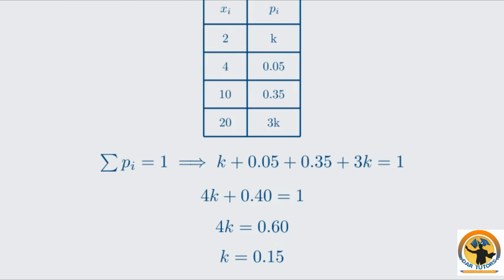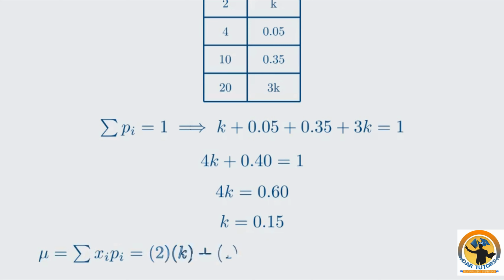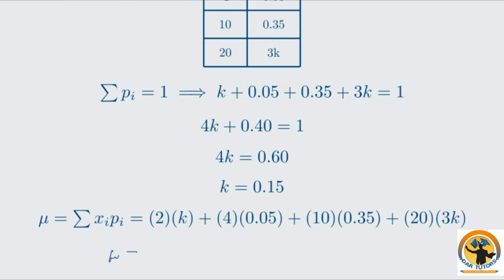Now for part B, we'll find the mean mu. The mean is the sum of each outcome times its probability.